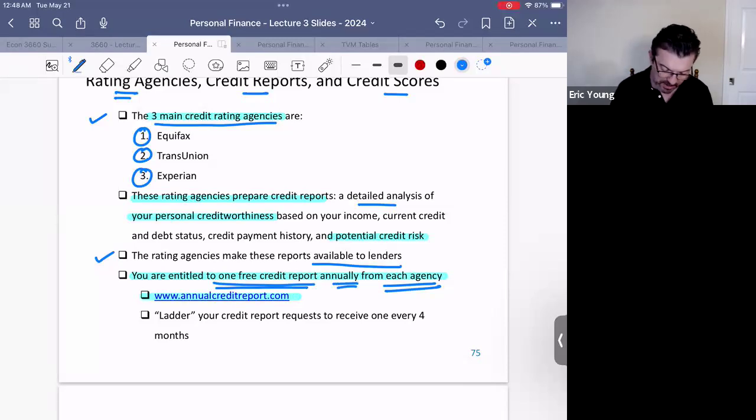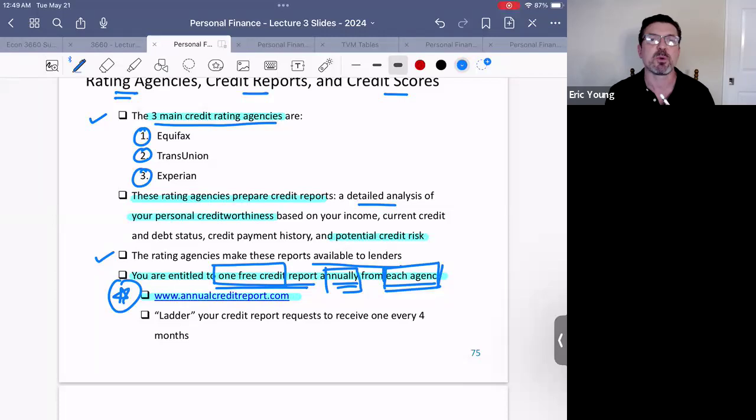If you go to www.annualcreditreport.com and go through the screens, it's really easy. You set up a free account, and you can run your credit report and get the free report that each agency is required to give you every year. Some people will, every January for example, run all three. That's just on their financial annual calendar. It's not a bad idea.